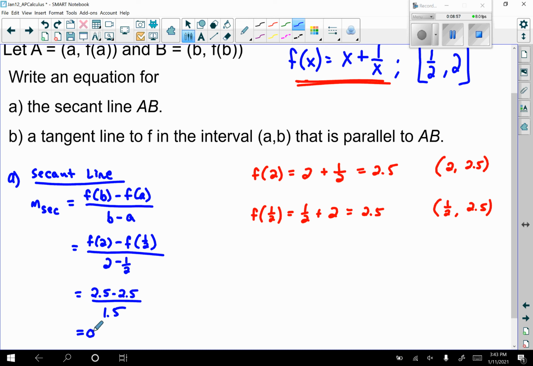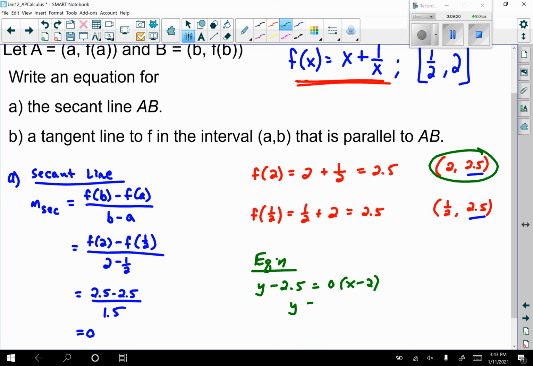So a slope of 0 means we have a horizontal line, which also happens when our y values are the same. So the slope of our secant line is 0. So our equation should just be y equals 2.5, but we could still use point slope form. So we're just going to use the first point here. So we'll get y minus 2.5 is going to equal 0 times the quantity x minus 2. So y equals 2.5 is our equation of the secant line.